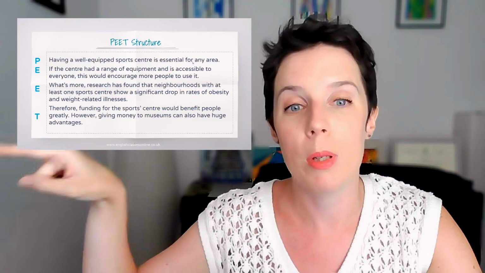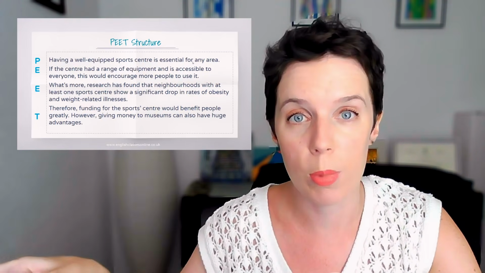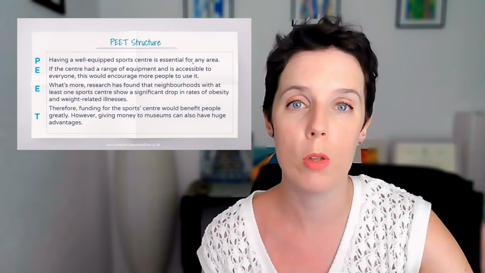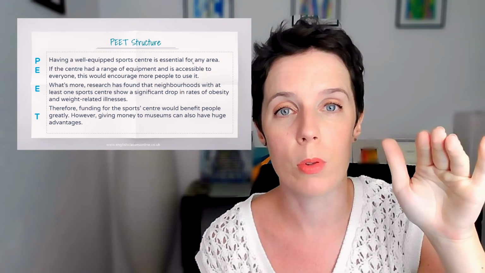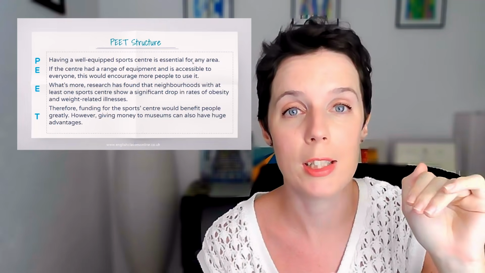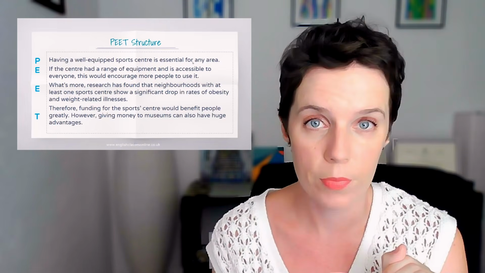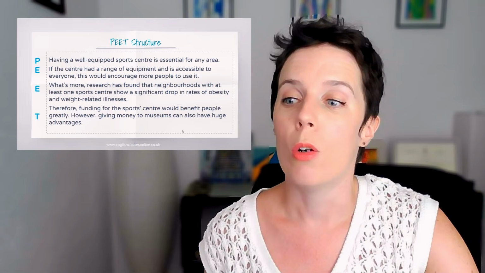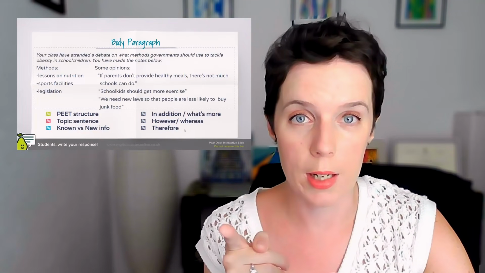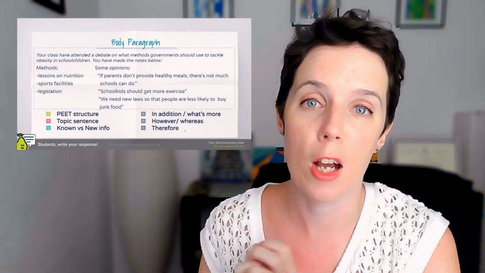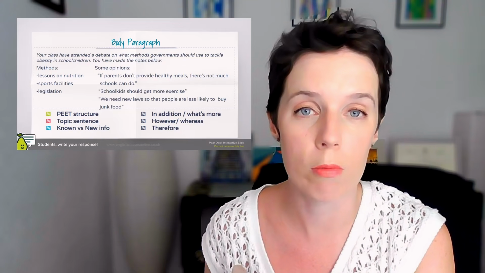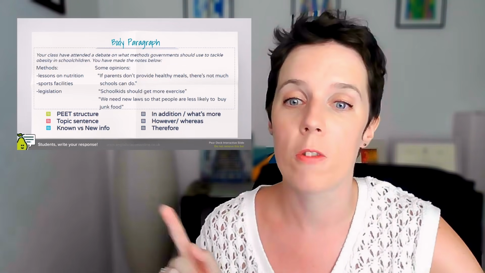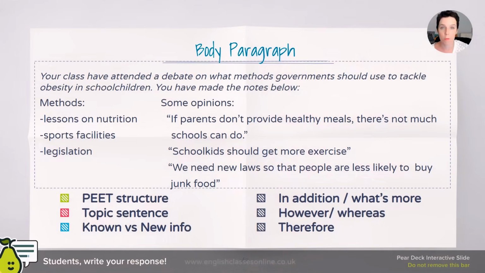And then you're going to repeat that for your second body paragraph. So you're going to have two paragraphs: point, explanation, example, transition, for both your paragraphs. Right, your turn again. If you're using the Pear Deck presentation, again, you can write a body paragraph now for the same question that we had before.